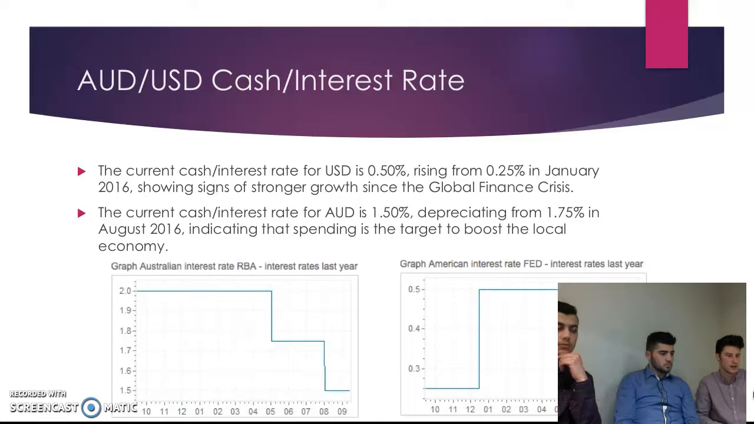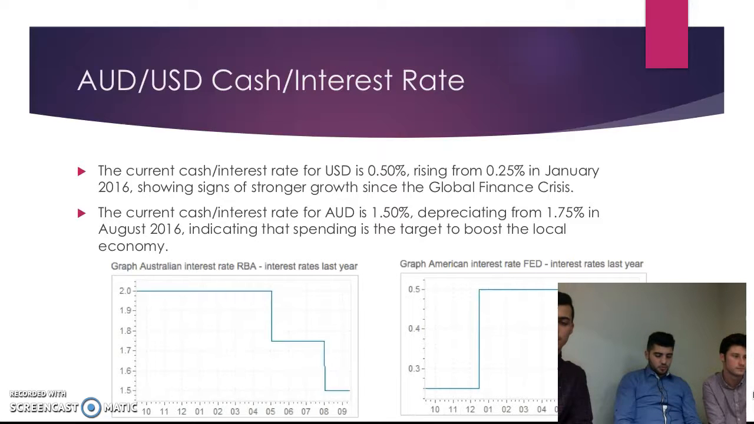By comparison, the current interest rate for the US is 0.50%, rising from 0.25% in January 2016. The US economy continues to recover from the GFC in 2008 and remains in a position where job prospects are on the rise. As interest rates are low, bank loans are cheap and therefore increase demand. This increase in demand for money drives up the value of the US dollar and will potentially see the US dollar appreciating against the AUD.